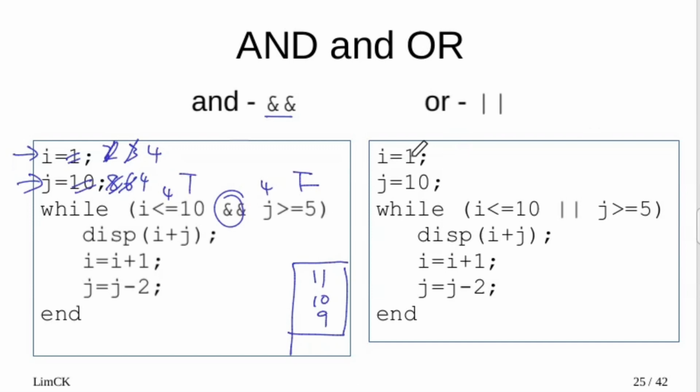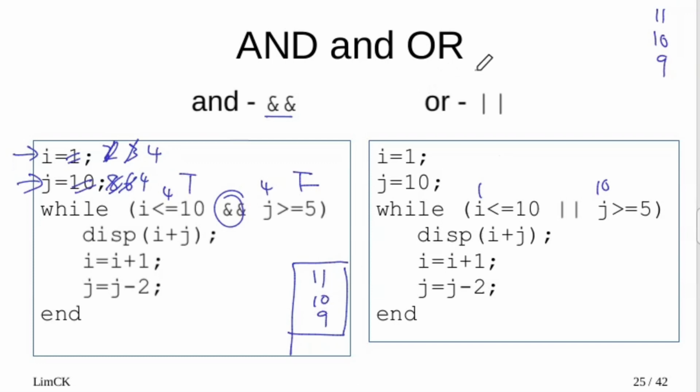So at the beginning, i and j are 10, okay, because both are true, right? True, true. You execute, you print out 11. This is totally the same as this one, because the only difference is the n here and the O here. So this one we print 11, 10, and 9, just like what we have here.